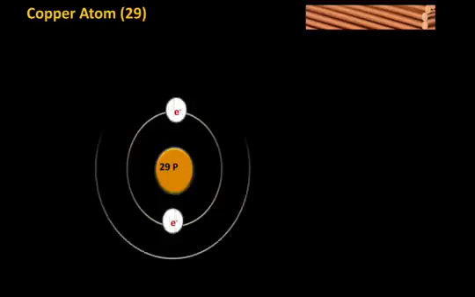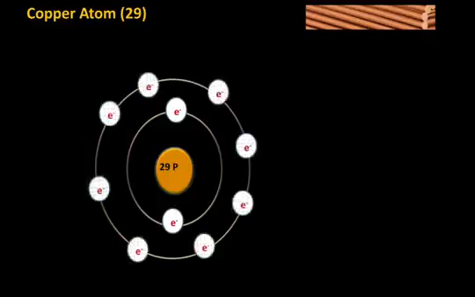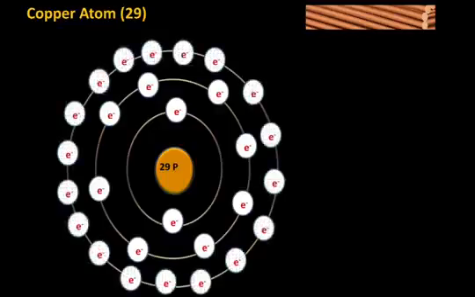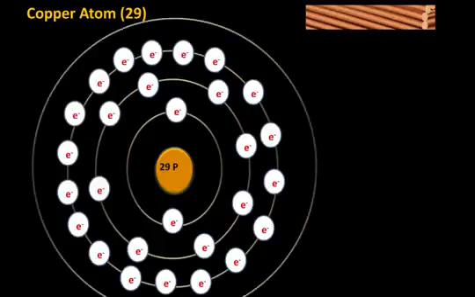For the second orbit, n is equal to 2, so according to the formula of 2n square, the second orbit will have 8 electrons. Similarly, the third orbit will have 18 electrons. So 2 plus 8 plus 18 is equal to 28. So 28 electrons got accumulated in the 3 orbits, and only 1 electron remains, which will be arranged in the outermost orbit. From this, we came to know that in the copper atom, the outermost orbit has only 1 electron.